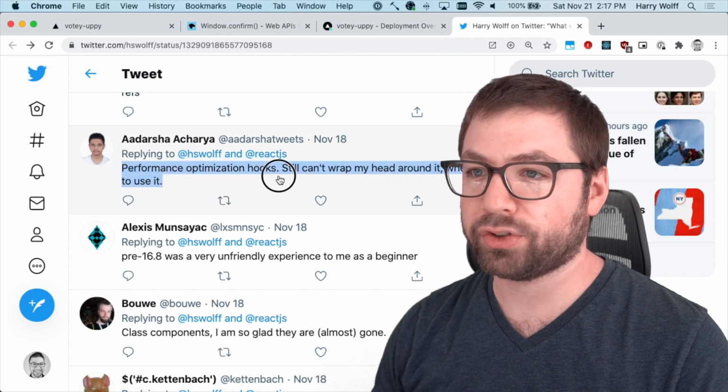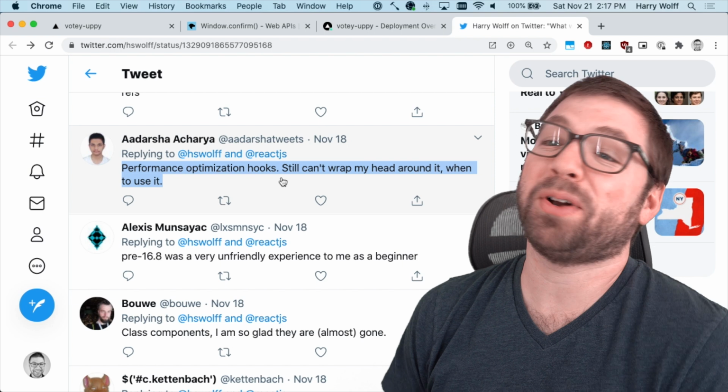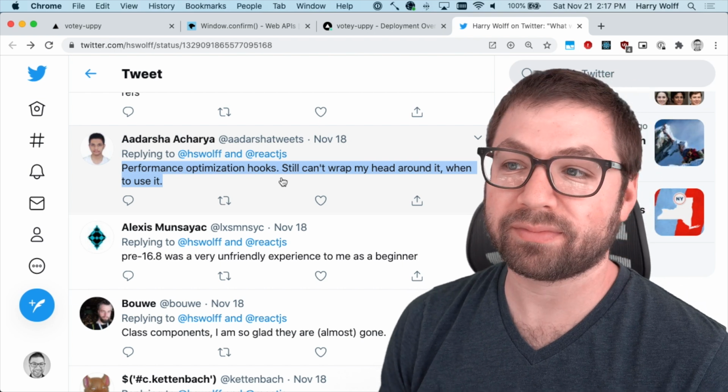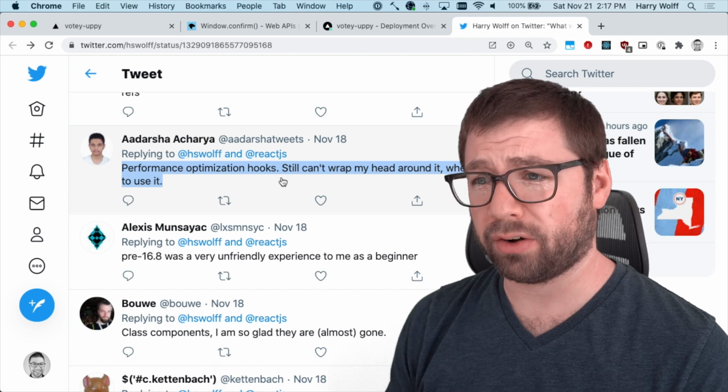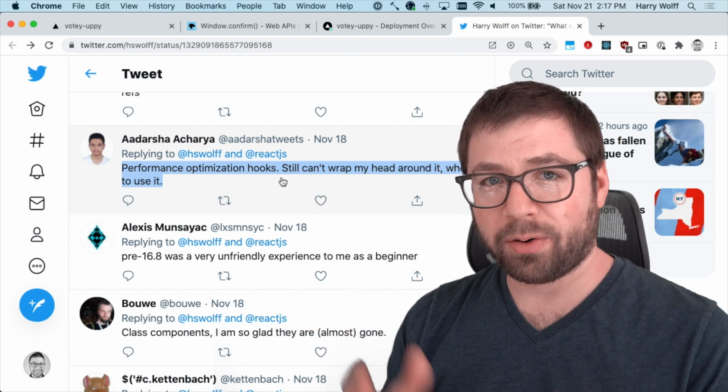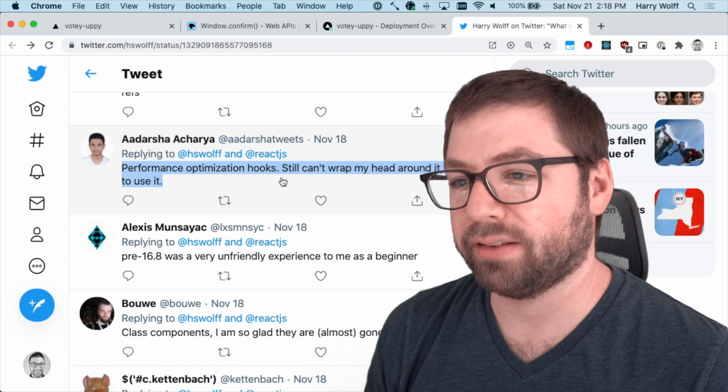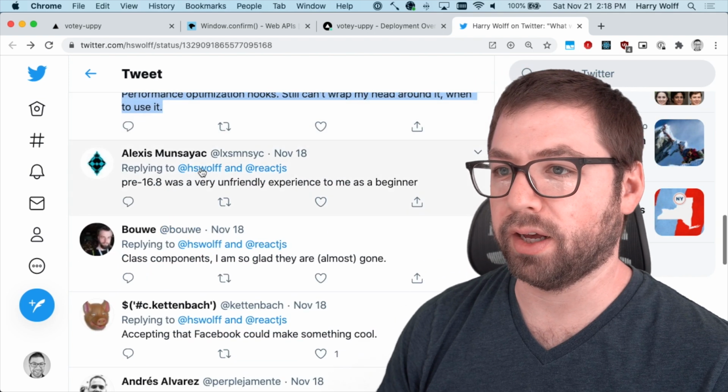Performance optimization hooks, same. But also, I rarely need to worry about it. I have delved into the dev tools to understand where things are sometimes, and I think I understand what's going on, but I don't really. But yeah, that's hard. Definitely with you there.